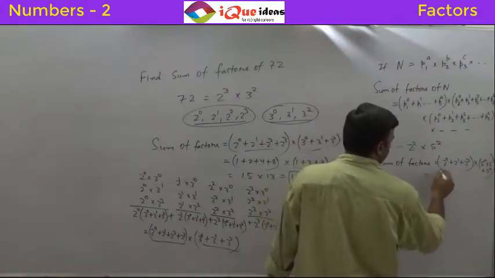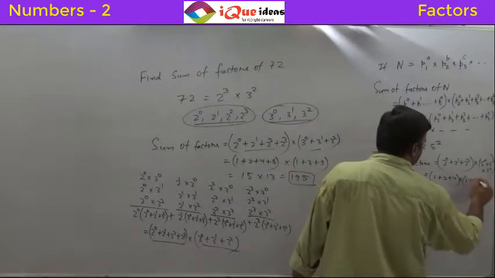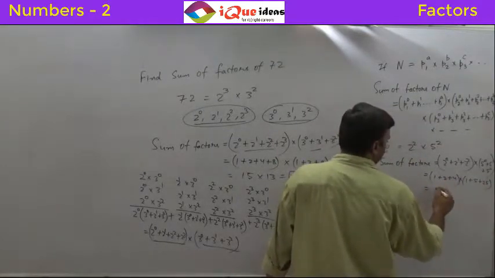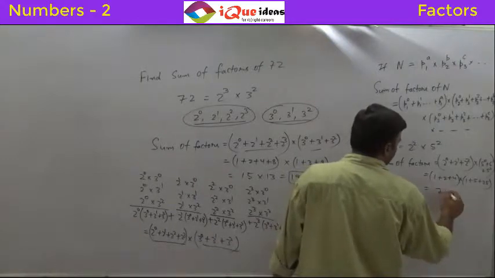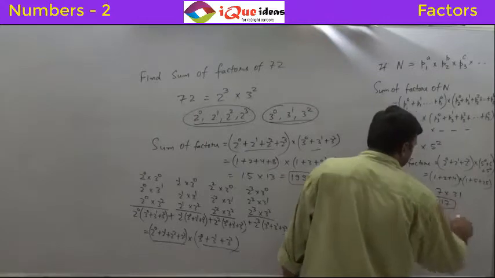And you multiply them, so you get 1 plus 2 plus 4, into 1 plus 5 plus 25. So you have 7 into 31. So 217 is the sum of factors.